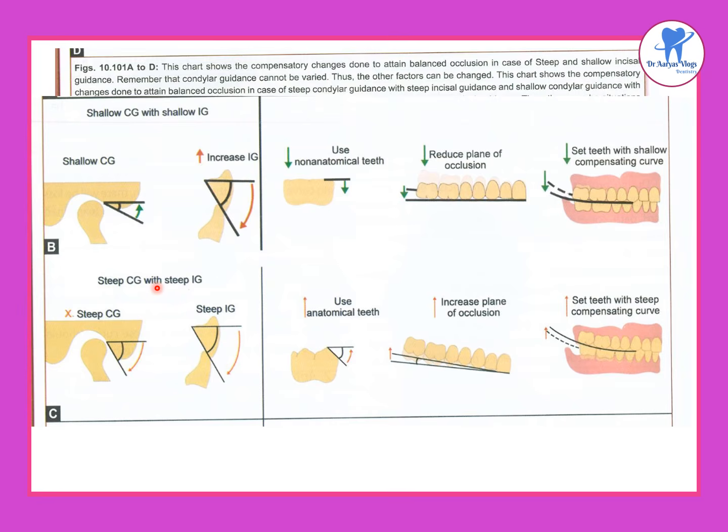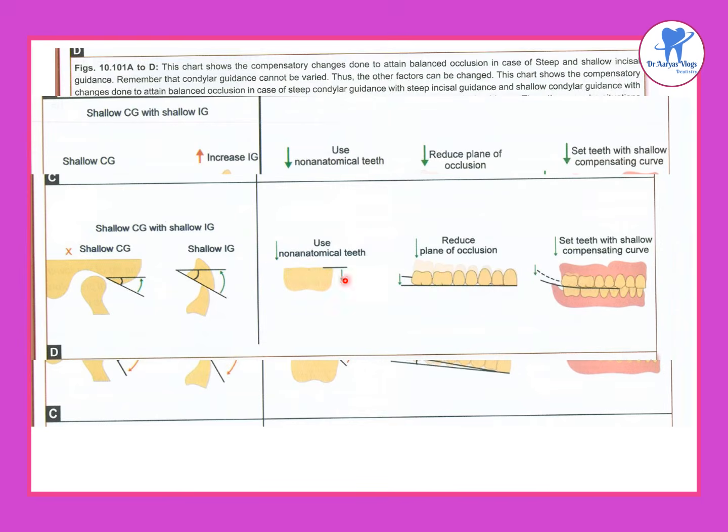Here the steep condylar guidance with steep incisal guidance, use anatomical teeth, increase the plane of occlusion and set teeth with the steep compensating curve. And here the shallow condylar guidance with the shallow incisal guidance, that is, use non-anatomical teeth, reduce the plane of occlusion and set teeth with the shallow compensating curve.